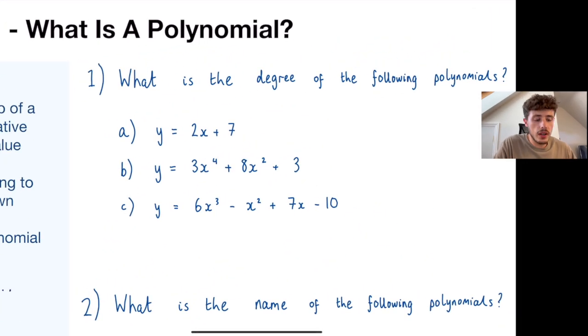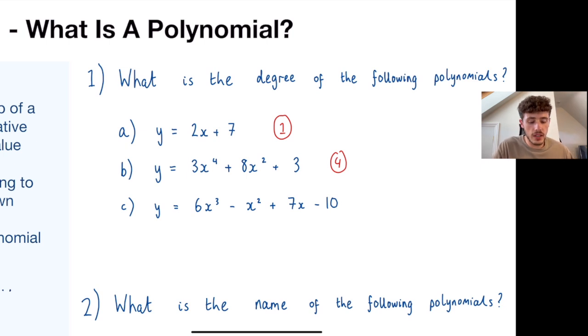What is the degree of the following polynomials? a, y equals 2x plus 7. The highest power on the x term is 1, so the answer is simply going to be 1. Likewise with b, we've got 3x to the 4 plus 8x squared plus 3. The degree is going to be 4, because 4 is the highest power on the x.